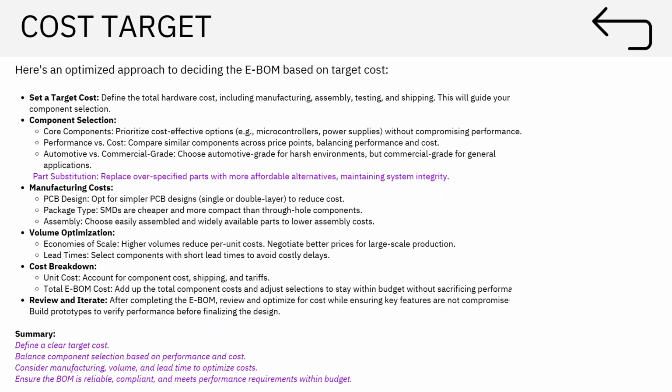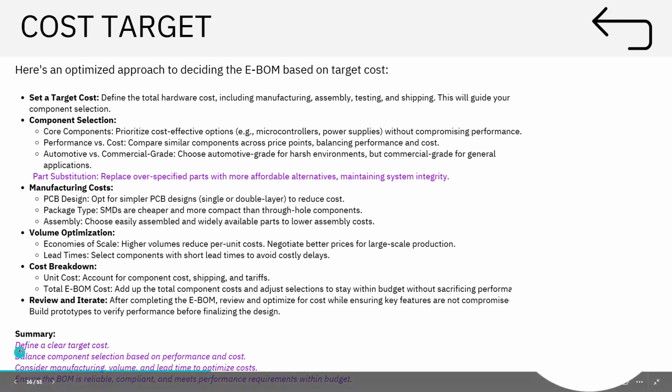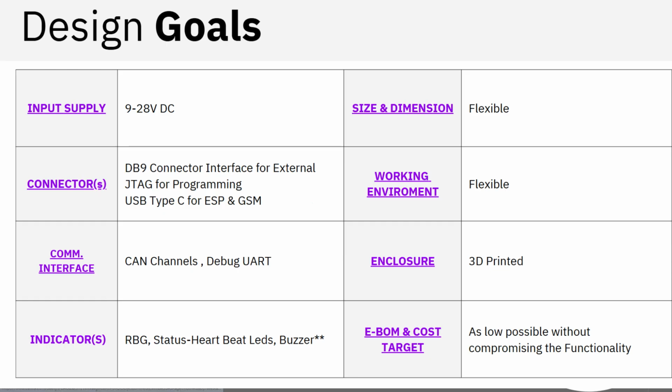Okay, so as a summary, we have to define a clear target, balance component selection based on performance and cost, and consider manufacturing volume and lead time to optimize the cost, and ensure the BOM is reliable, compliant, and meets all the requirements. So now, we talked about all the design goals, what we have to do.